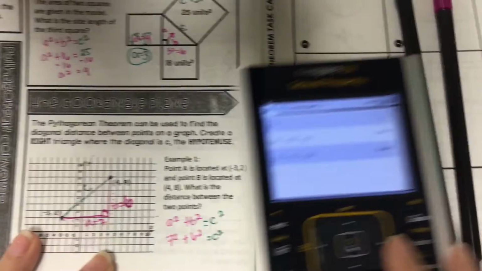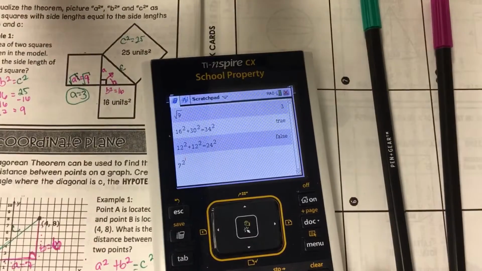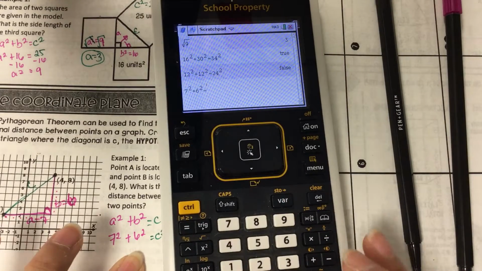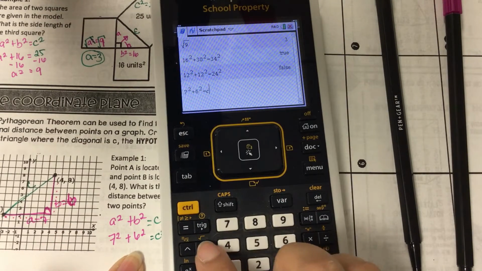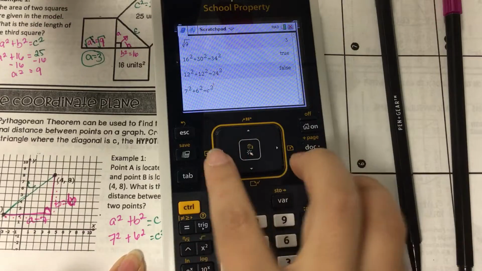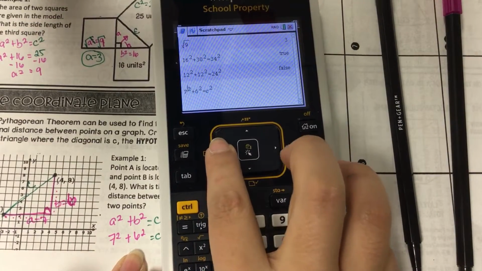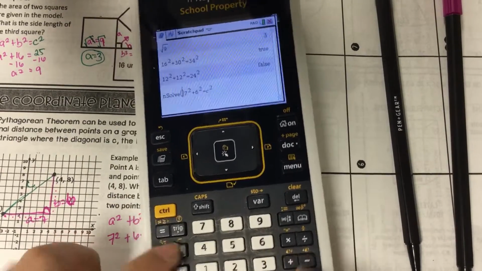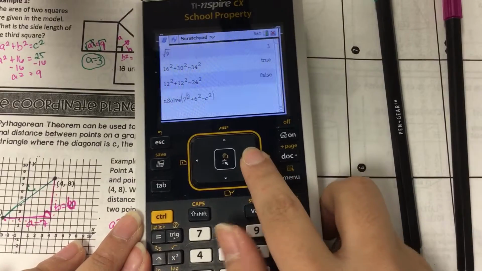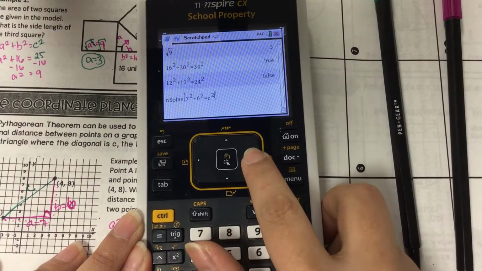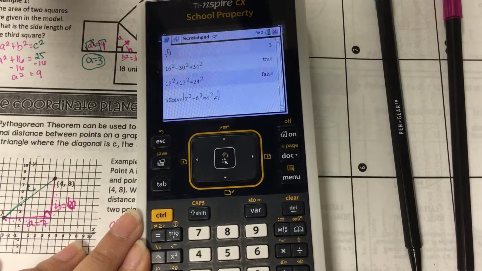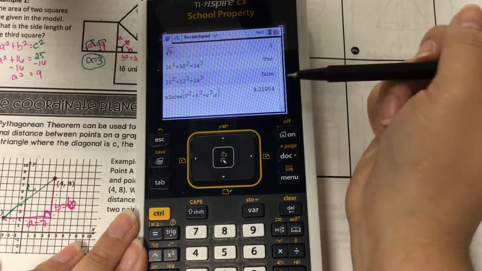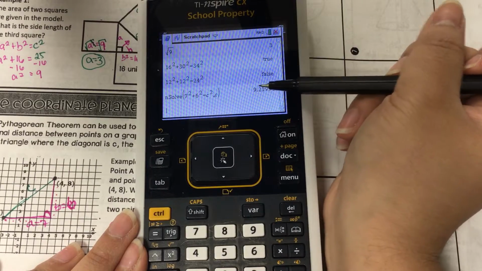So we can actually plug this into our calculator. 7 squared plus 6 squared equals C squared. So I'm going to plug in the whole thing. But in order for this to work, we need to actually put n solve in front of it. So we're going to go to the front, menu 3-1, plug that into our equation. I'm looking for C, so we're going to put comma C, and C is equal to 9.21954. We're going to round to the hundredths place. That's 2 decimal places, so 9.22.